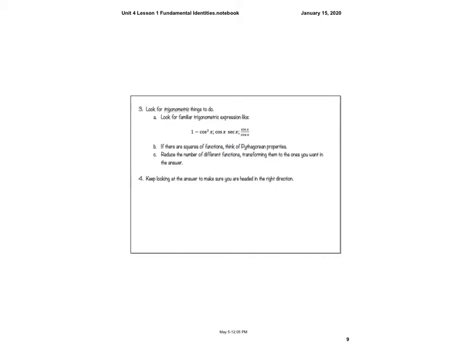If there are squares of functions, think in terms of Pythagorean properties. So if you see a sine squared or a cosine squared, and you see the other side has a subtraction sign, then you might want to replace the sine squared with 1 minus cosine squared because the other side has a subtraction sign in it.